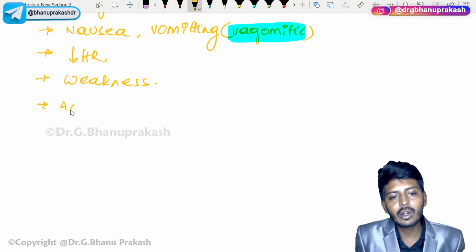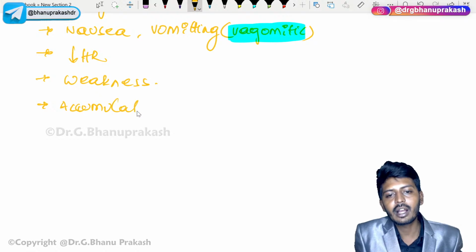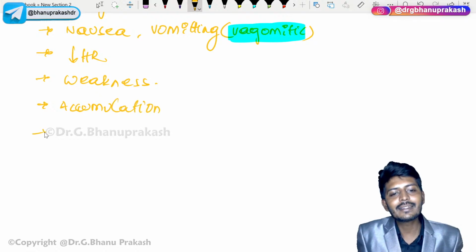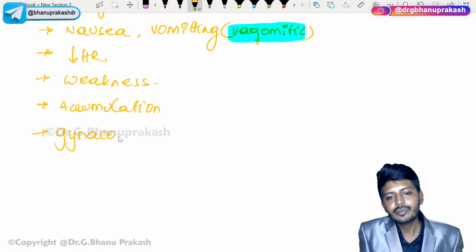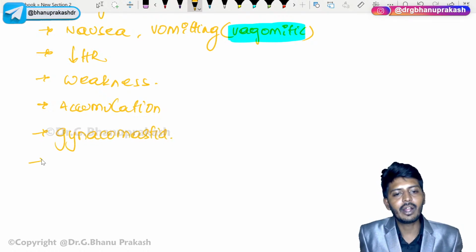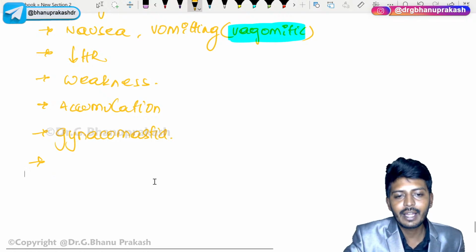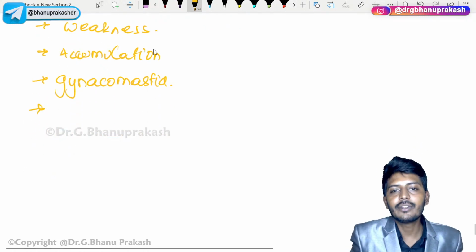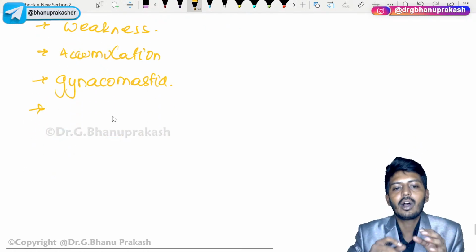And this can also cause, what is that? Yes, the drug can cause accumulation. Where exactly can accumulation occur? Mainly in the skeletal muscle, and digoxin also leads to gynecomastia. And apart from that, the patient can also have one more side effect. So this digoxin will cause gynecomastia.